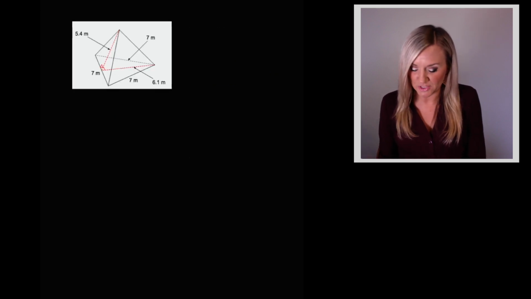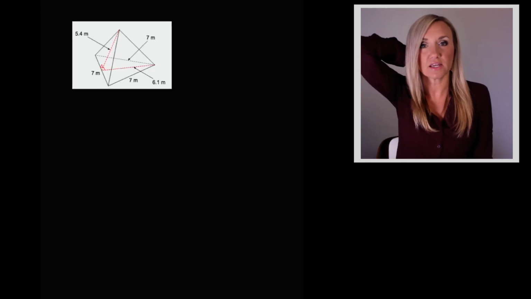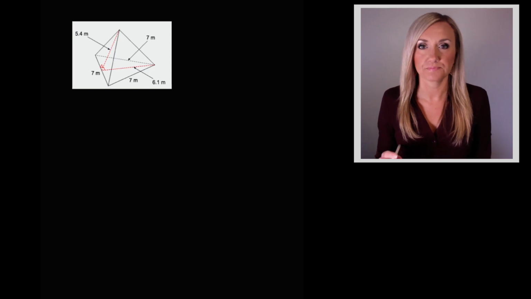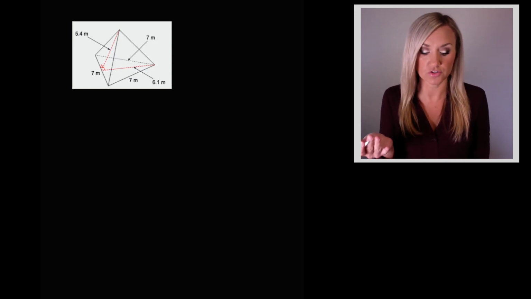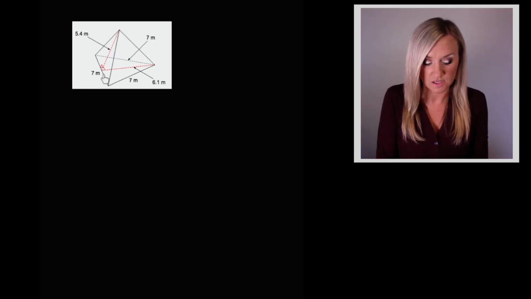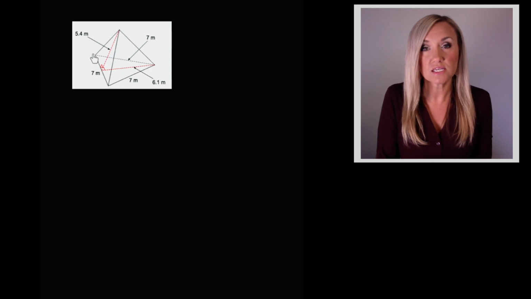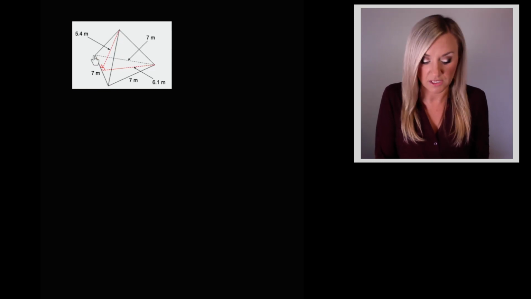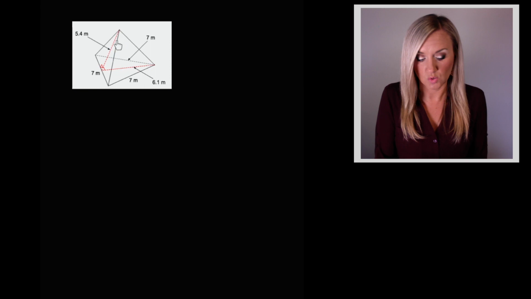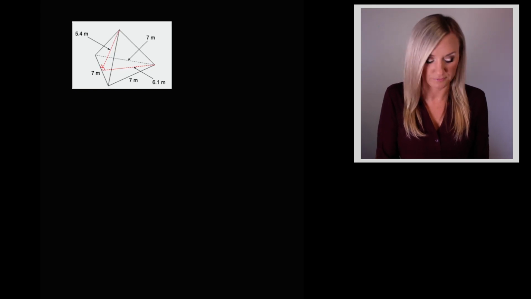Let's take a look at number 2. This second question here, what do you notice about the base? Is it regular? That would be the first question I would ask. And it is, because all of the sides of our base here is 7. So this is a triangular pyramid where this is our base, 7, 7, and 7. And this is our cool pyramid with our slant height of 5.4.